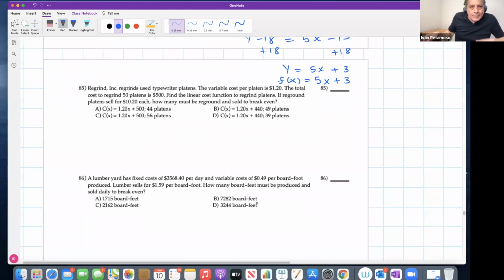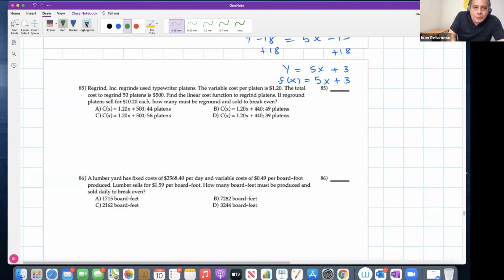This one was a bit tricky, so let me do it. 85, it says regrind ink, regrinds, use typewriter platens. These typewriter platens, you should visualize them as toners, right? Cylindrical pieces. The variable cost per platen is $1.20. The total cost to regrind 50 platens is $500. Find the linear cost function to regrind platens. If reground platens sell for $10.20 each, how many must be reground and sold to break even?